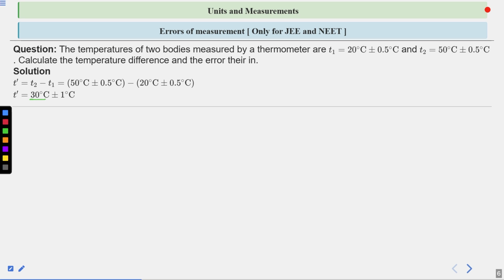So it will be what? Solving this, 50 degrees Celsius minus 20 degrees Celsius, so it will be 30 degrees Celsius and plus minus 0.5 degrees Celsius plus 0.5 degrees Celsius, which is equal to plus minus 1 degree Celsius. So the temperature difference is this one. Clear?